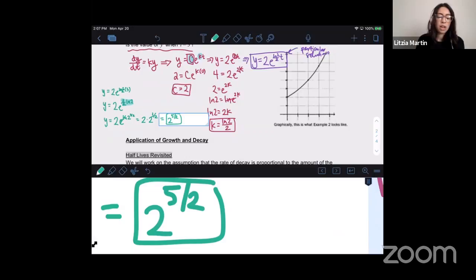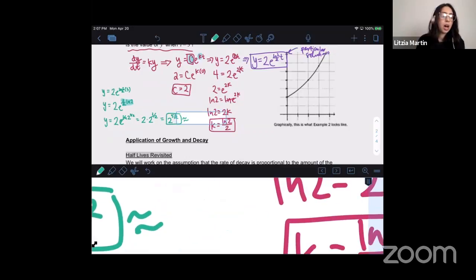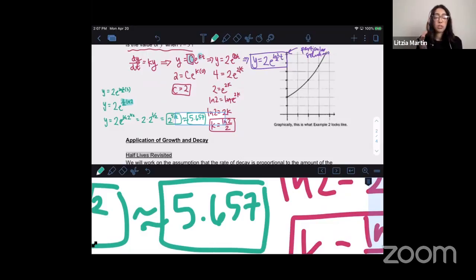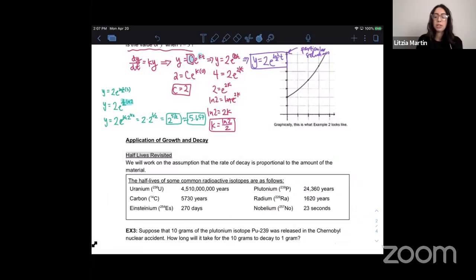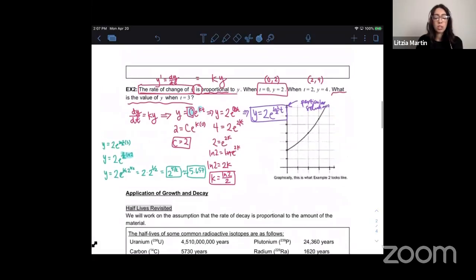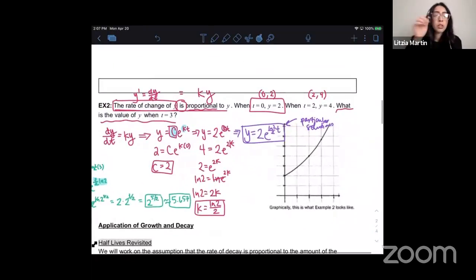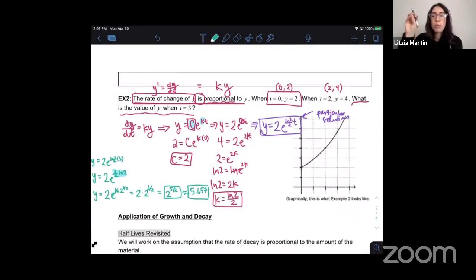If you plug it into your calculator, it's approximately 5.657. Okay. So that's our solution. That's the y value that corresponds with that t equal to 3 value. And if you look closer, sorry, let me zoom out so you can, if you need to take notes, if you look closer into the graph, you'll see all of those points on there.